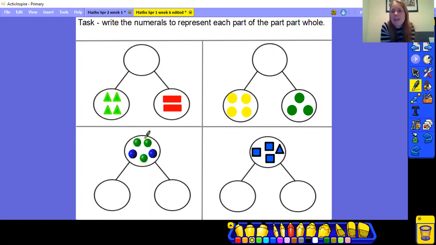Now, this is where it gets a little bit trickier, because I've given you the whole number. So what you need to do is write in one part how many green balls there are, and in the other part how many blue balls there are. And the last one, I've given you the whole again, so you need to write how many blue squares in one part and how many blue triangles in the other part.